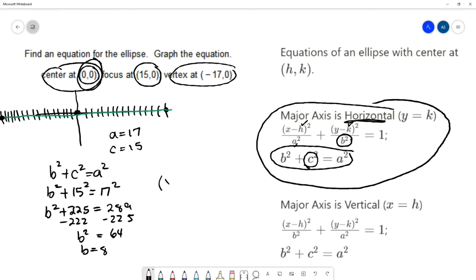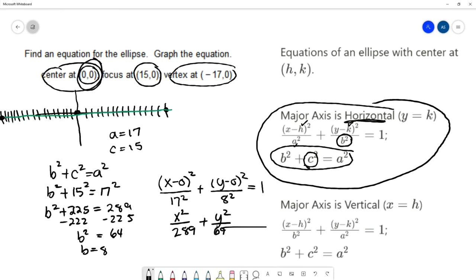It's x minus 0 squared over 17 squared plus y minus 0 squared over 8 squared equals 1. We'll do a little cleaning up and get x squared over 289 plus y squared over 64 equals 1. So we have the equation of our ellipse, and let's take a moment to sketch the graph of this ellipse.